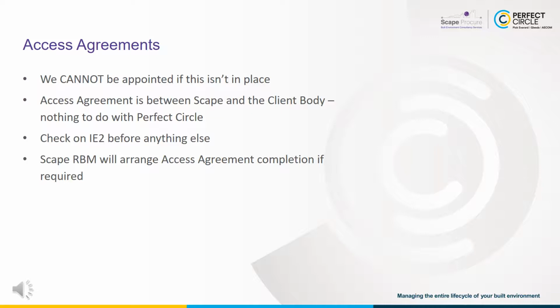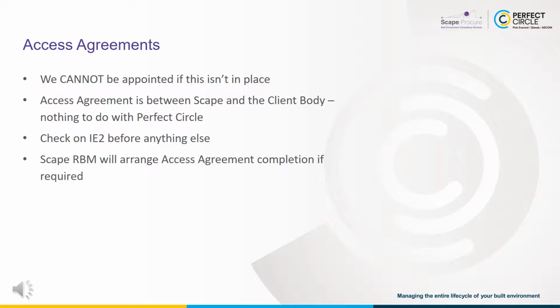When you're thinking about the project and the client that you're trying to pursue, you need to make sure that they have signed an access agreement by checking this list. If they have signed one, then you can move to the next stage. If they haven't signed one, then you need to contact the relevant Scape Regional Business Manager to get this put in place. The easiest way to do this is first to contact the relevant regional lead within your own organisation, who will know the RBM to arrange this.